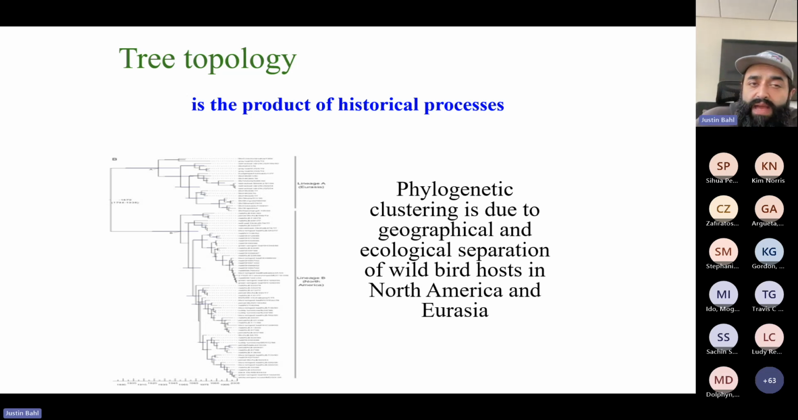In this example, we have H4 influenza, a low pathogenic influenza found in wild birds, and we have this geographic clustering of North American viruses and Eurasian viruses. The shape of that tree, that big bushy tree, is because viruses take a long time to move between these different locations. So the speed of movement can also influence the shape of the tree as well.